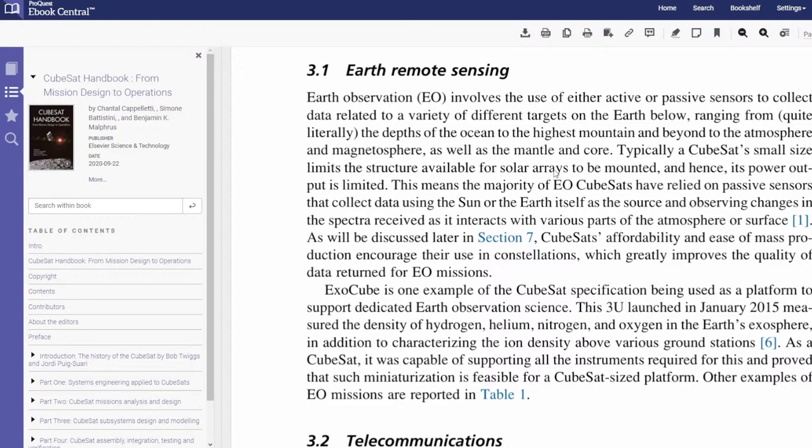ExoCube is one example of the CubeSat specification being used as a platform to support dedicated Earth observation science. This 3U launched in January 2015 measured the density of hydrogen, helium, nitrogen. 3U is an issue. We want a U, a single U. Well, 3U on launch is fine, but U at the end. In addition to characterizing the ion density above various ground stations, as a CubeSat, it was capable of supporting all the instruments required for this and proved that such miniaturization is feasible for a CubeSat-sized platform. Other examples of EO missions are reported in Table 1.